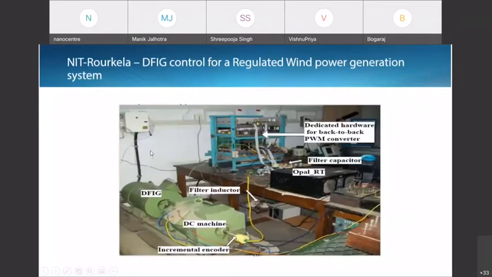Another case is NIT-Rourkela. This is also the same objective but a different setup, which NIT-Rourkela had done. Again, the objective was to develop a DFIG controller for a rated wind power generation system. They had their entire power plant model on the physical side, whereas they had the OpenRT simulator in which the controller was working. This is the case of RCP, where the controller was being tested.